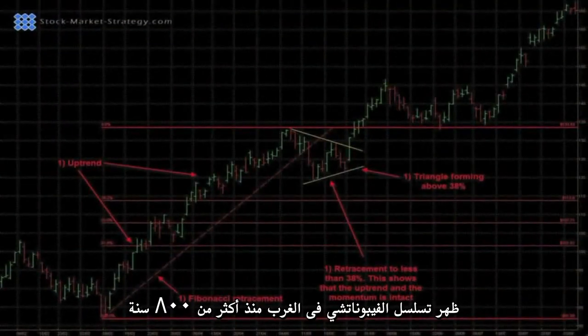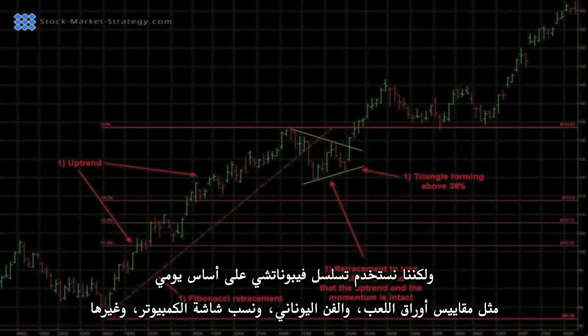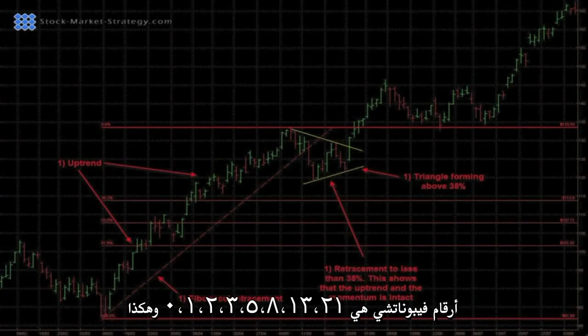The Fibonacci sequence was introduced to the West more than 800 years ago, but we run into it on a daily basis, such as in playing card dimensions, Greek art, computer screen ratios, and so on. Fibonacci numbers are 0, 1, 1, 2, 3, 5, 8, 13, 21, and so on.